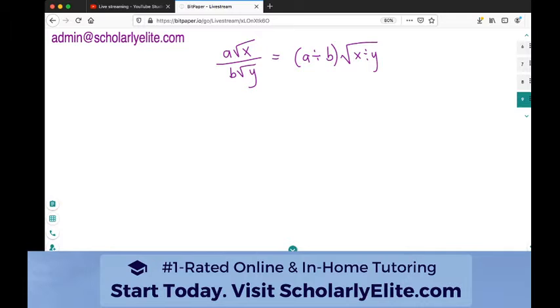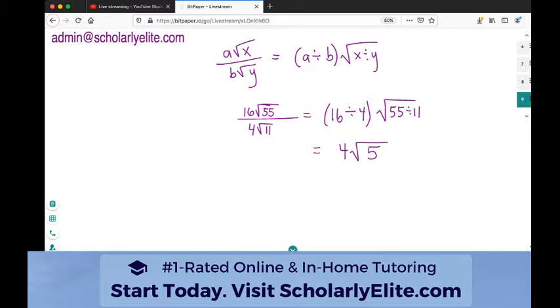Simple as that. So let's say, for example, we had 16 root 55 divided by 4 root 11. Another way that we can write that is 16 divided by 4 and 55 divided by 11. And so that's going to equal 4 root 5. And that cannot be simplified any further, so we're just going to leave it like that.